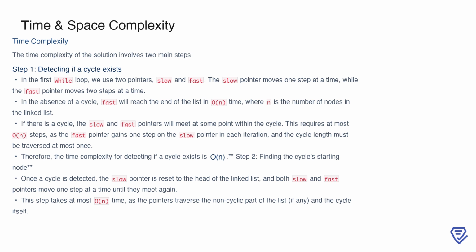Once a cycle is detected, the second step begins, finding the starting node of the cycle. Here, we reset the slow pointer to the head of the linked list and move both slow and fast pointers one step at a time. They will meet at the cycle's starting node. This traversal involves covering the non-cyclic part of the list, if any, and one traversal of the cycle, which also takes n time. Thus, each step is linear in complexity, making the detection and starting node identification efficient.